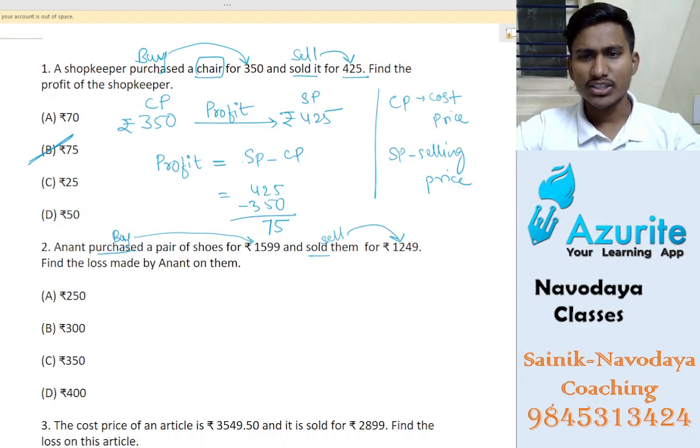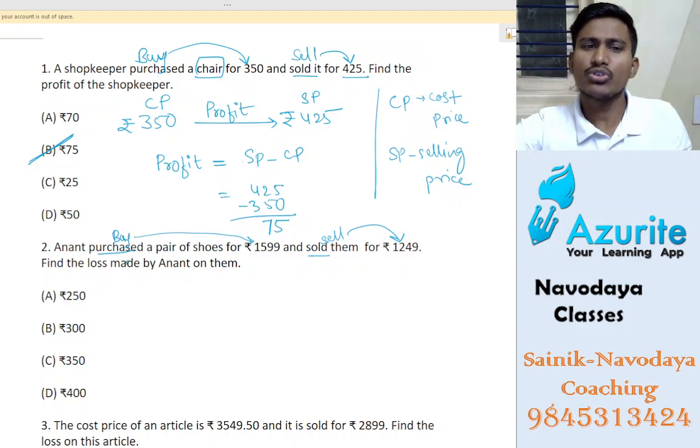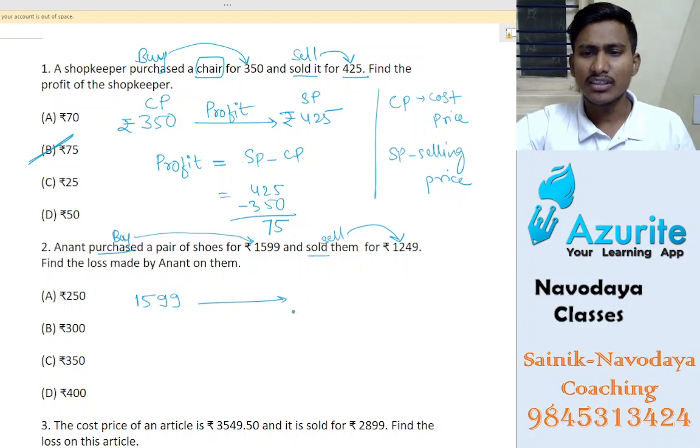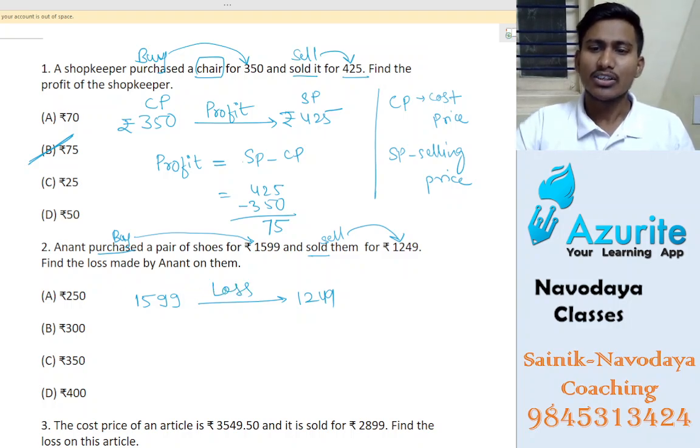Okay, next question. Anant purchases shoes for how much? Purchase means buy. That is how much he purchased for? 1599. And sold for how much? 1249. Less. Less means loss. 1249 is less than 1599.